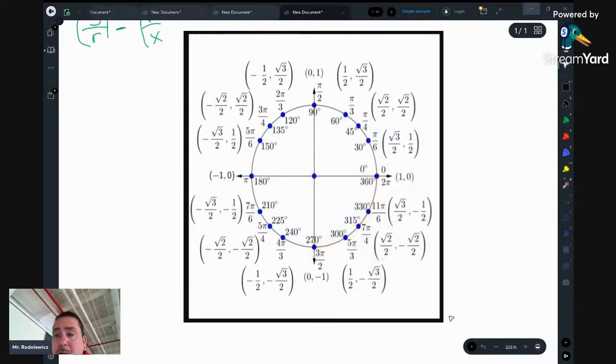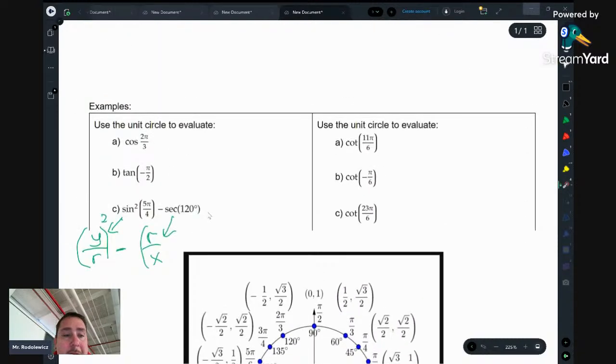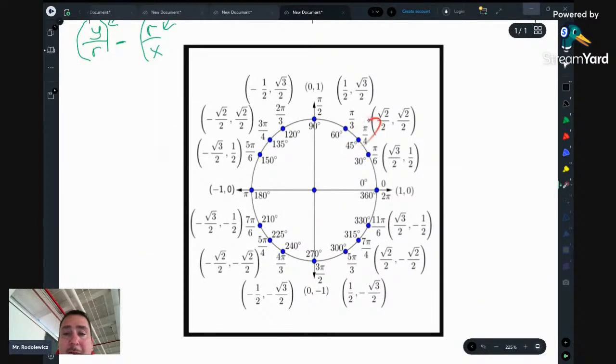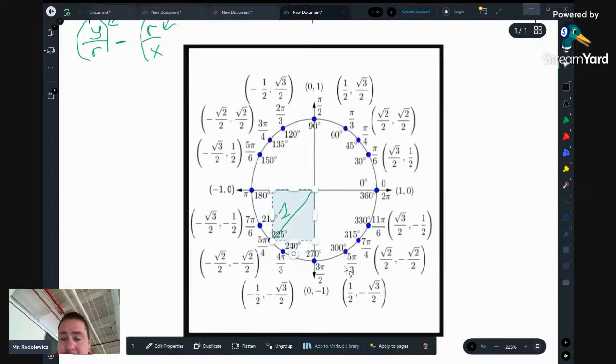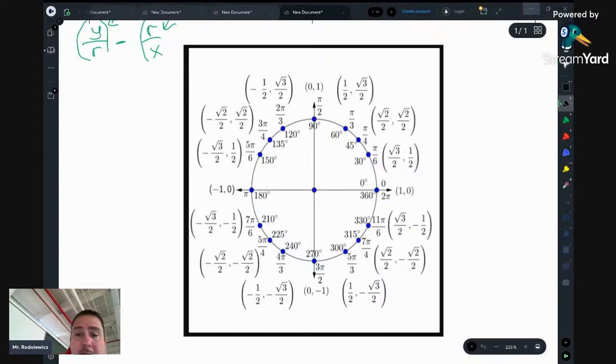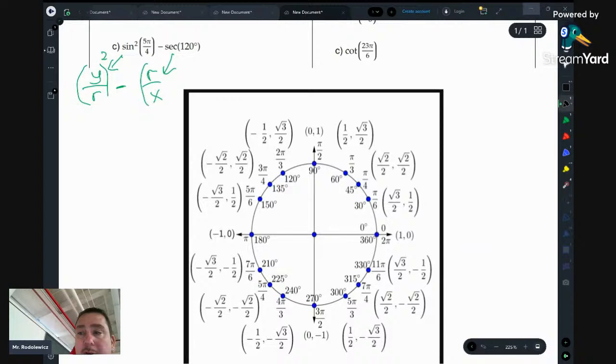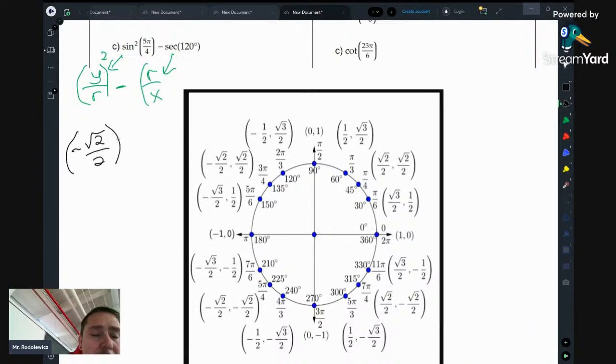Okay, so 5 pi over 4. 1 pi over 4. 5 pi over 4, right here. So take the y, negative square root of 2 on top of 2. Take the radius, 1, and build it. So here we go. Negative square root of 2 over 2, and square it. I'll come back to you.